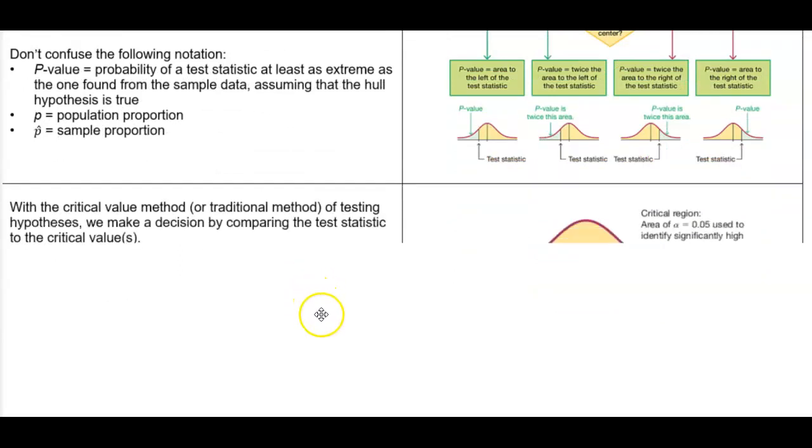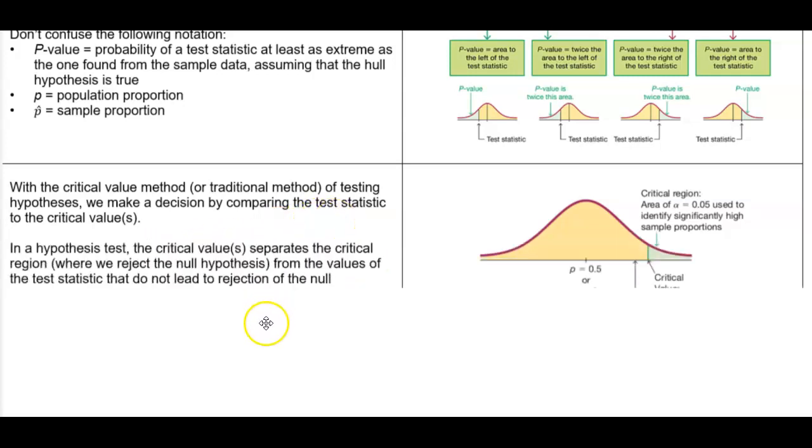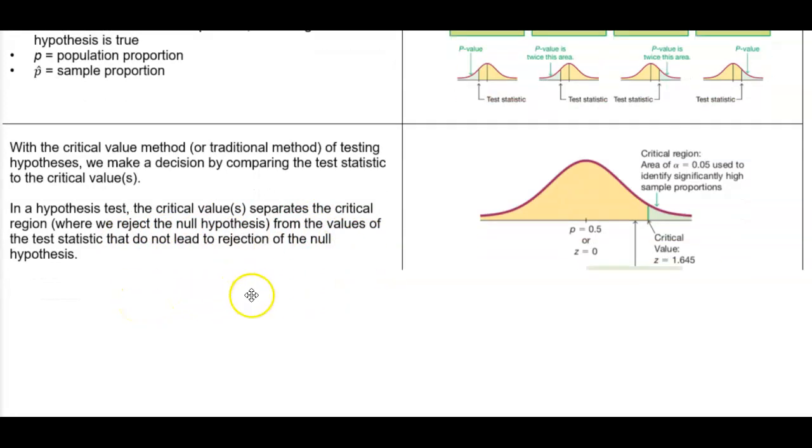Next, we have the critical value method. Now, with the critical value method, or traditional method of testing hypothesis, we make a decision by comparing the test statistic to the critical value. So, in a hypothesis test, the critical value separates the critical region where we reject the null hypothesis from the values of the test statistic that do not lead to the rejection of the null hypothesis.